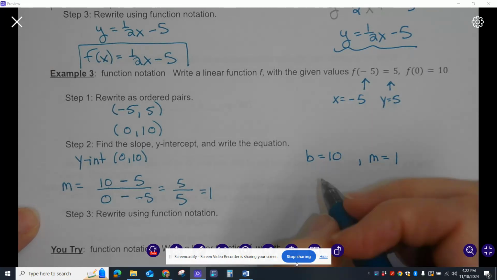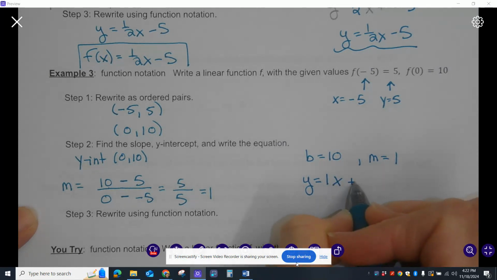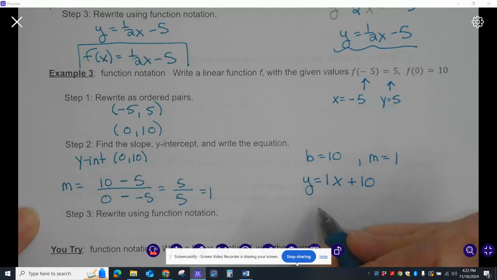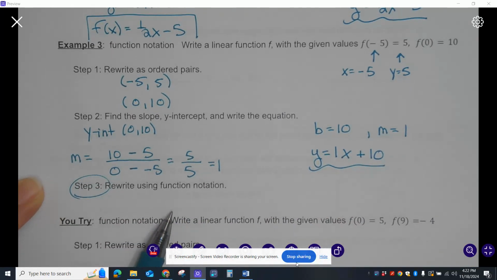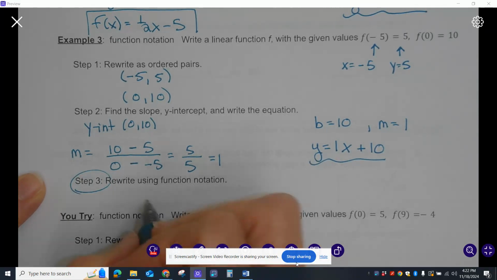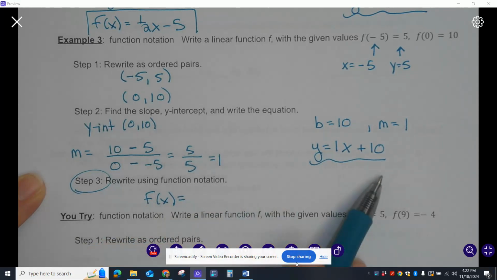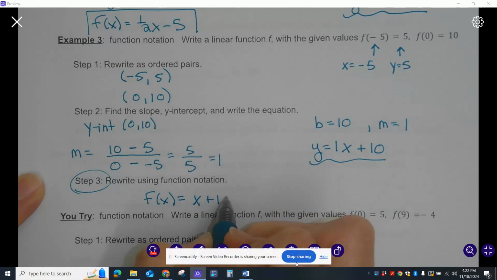All right, let's put those into slope-intercept form. y equals mx plus b. y equals m, my m is 1, x plus b, my b is 10. Okay, that's looking pretty good. But step 4 says write the equation of your line using function notation. So instead of y, I'm going to replace that with f of x.